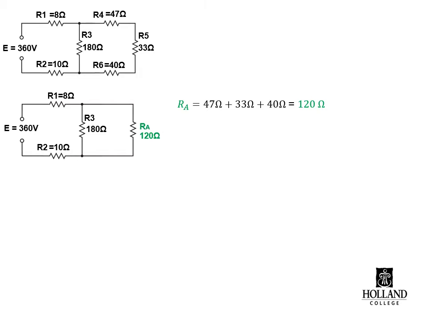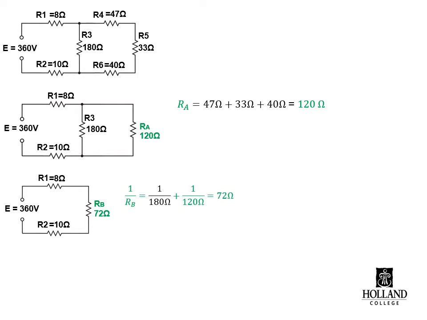R3 and RA are directly in parallel. So we would then simplify them to give us another equivalent resistance, which I will label as RB because it's the second one. Now RB is equal to R3 and RA in parallel, or 180 in parallel with 120, which will give us an equivalent of 72 ohms.